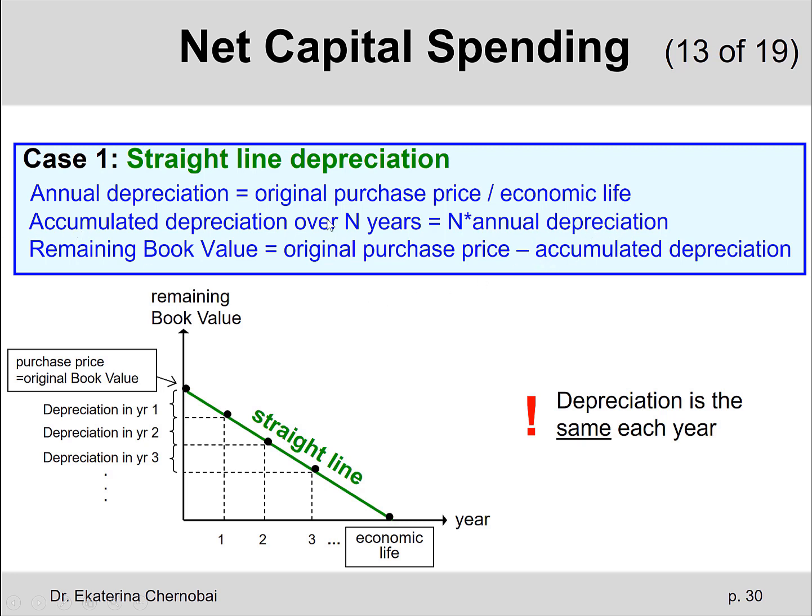That's the accumulated depreciation. Then after any number of years, we can calculate how much value remains, or the remaining book value. For that, we take the original book value, which is the purchase price, and we subtract all the accumulated depreciation until then. So if the economic life is 10 years, then after let's say 3 years, there's 7 years worth of value remaining.